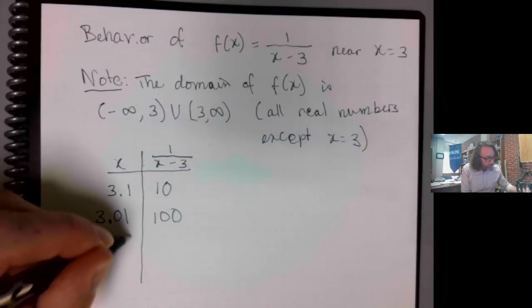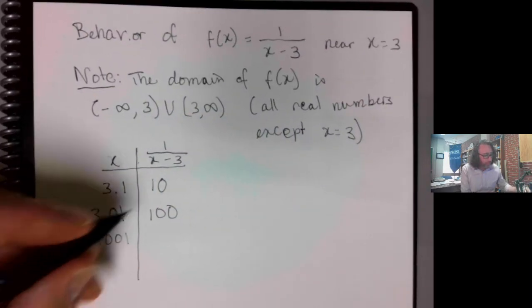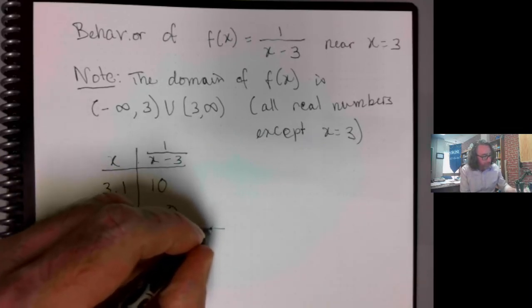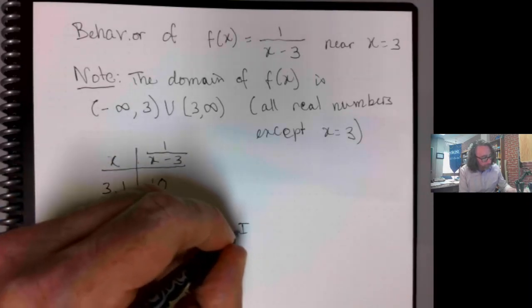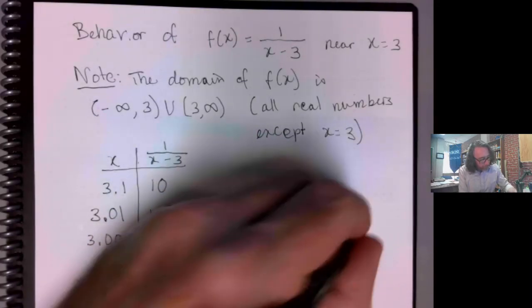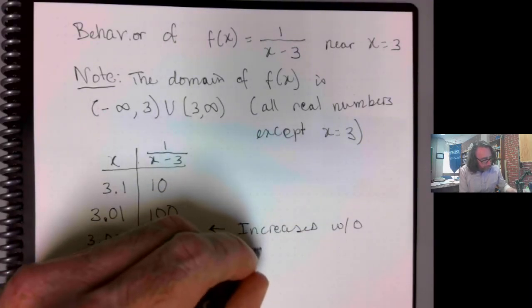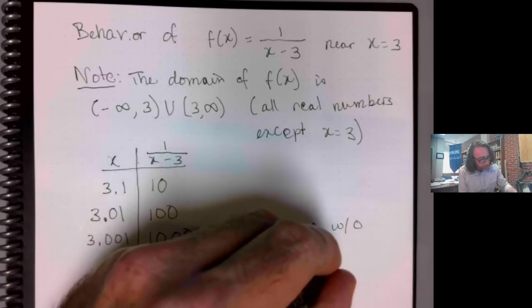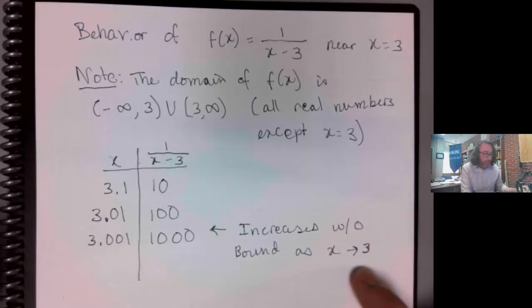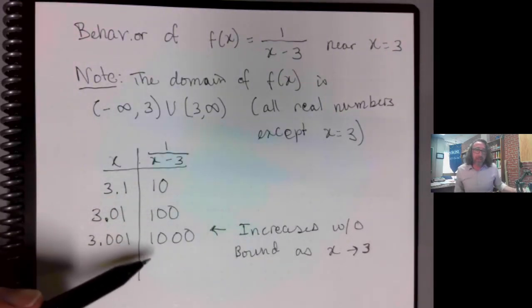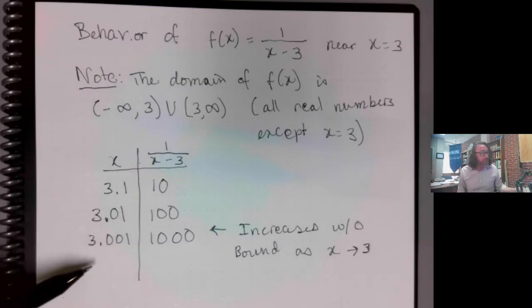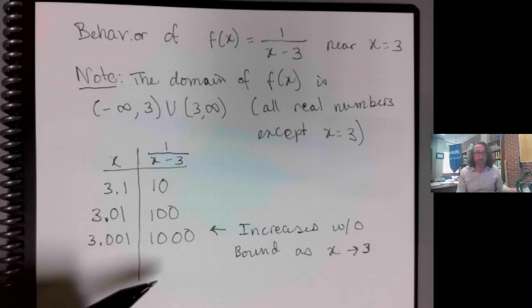If I do 3.001 as my input, this is even closer to 3. Let's look at what happens. If I took 3.001, I get 1,000. So what's happening here, this is increasing without bound as x approaches 3, okay? So in other words, I can make this output value as big as I want by choosing an x value that is sufficiently close to 3.